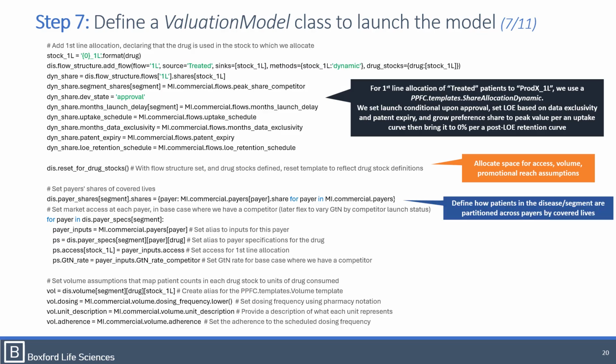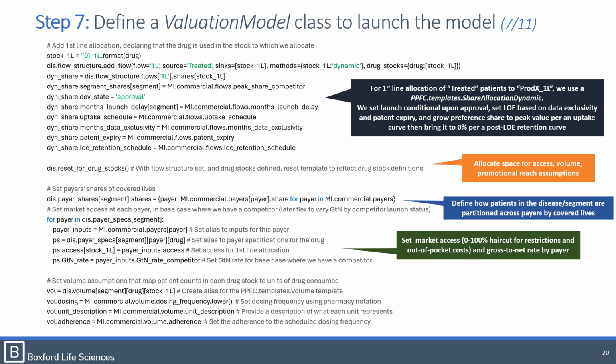Once we do that, we now go in and do the payer share assumptions. First we set the shares of each one of the payers by pulling out the appropriate information from the inputs, where we're saying in this case 60% of US patients are covered by public and 40% by private. Then we go through each payer, get an alias to the payer inputs that we've provided in a model, where there is a template for payer specifications for the segment, payer, and drug, and set the access for our stock to the appropriate value, and then the gross to net rate to the value that we have when we have a competitor.